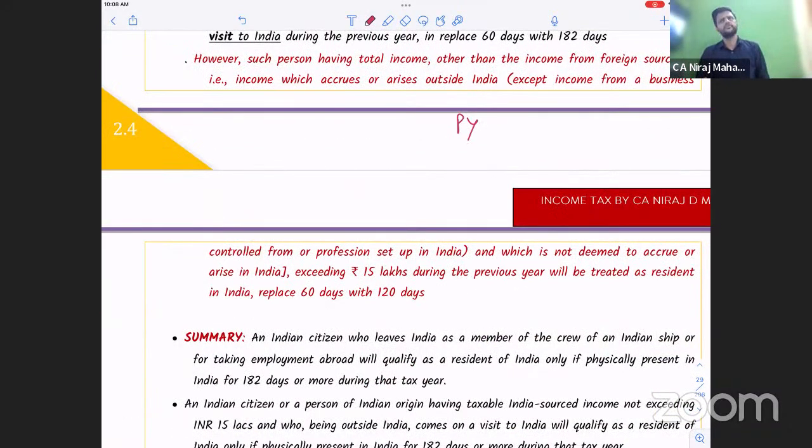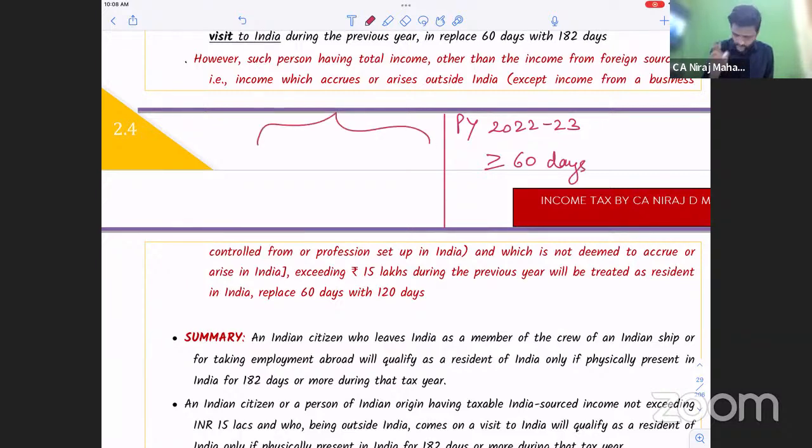Everything is from the PY point of view. PY is your current year. Which year are we in? PY 22, 23. Clear? Now understand what is basic condition number 2. For this year, it has to be at least 60 days. And in the last 4 years, what is the last year? The preceding year. So 21, 22, 21, 20, and 19, 18, 19. For 18, 19, 20, 21, 22, the last 4 years preceding your current PY. Yes or no?